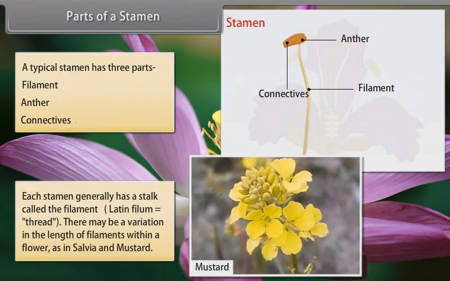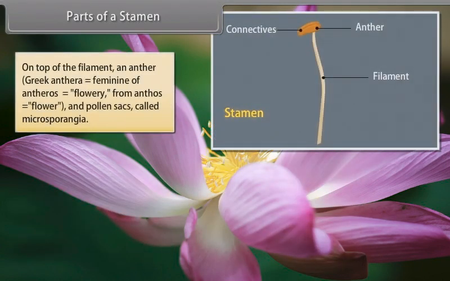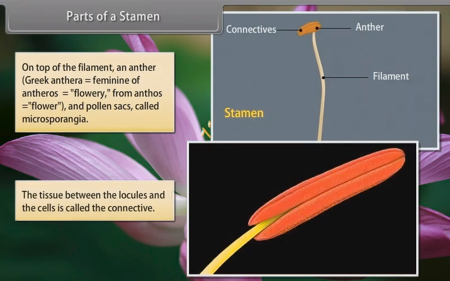Each stamen generally has a stalk called filament. There may be a variation in the length of filaments within a flower, as in salvia and mustard. On top of the filament is an anther with pollen sacs called microsporangia. The tissue between the locules and the cells is called the connective.